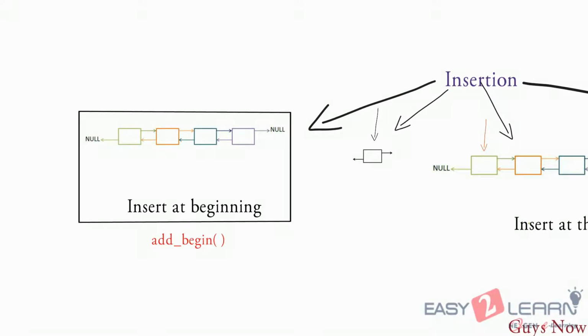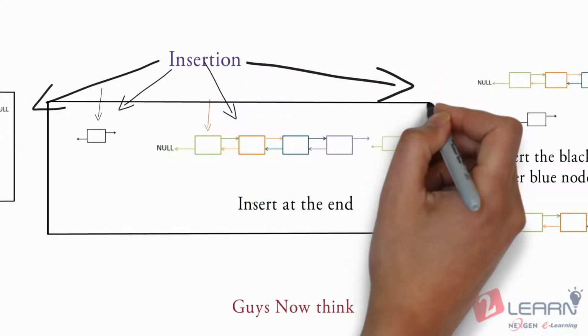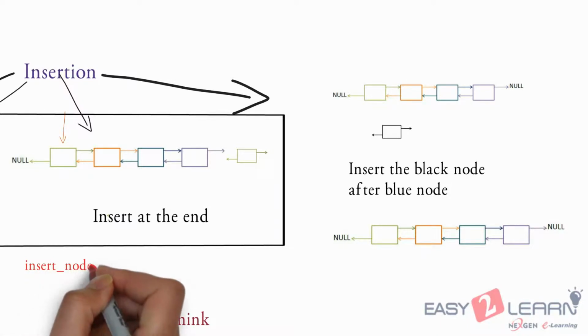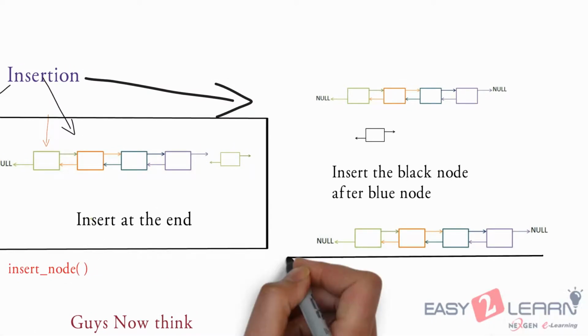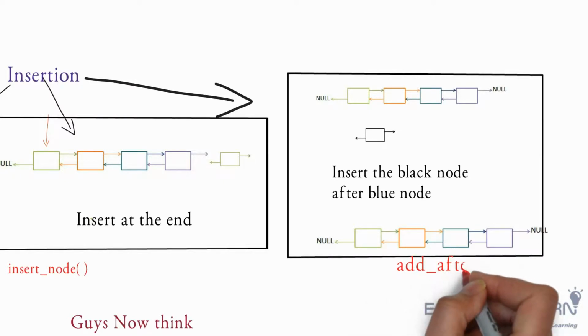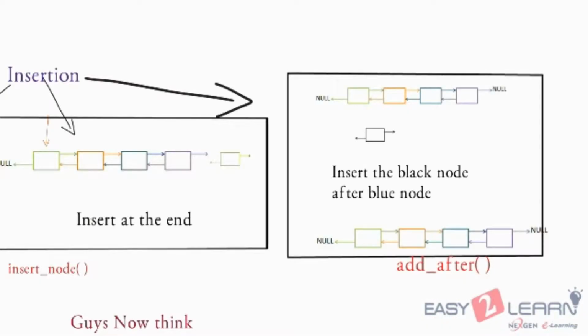Next, coming to the second case, in order to insert a node at the end, it is simply like any other insert operation. So I am using the function insert node. Coming to the third case, I want to insert after some node. So here I named it add after.